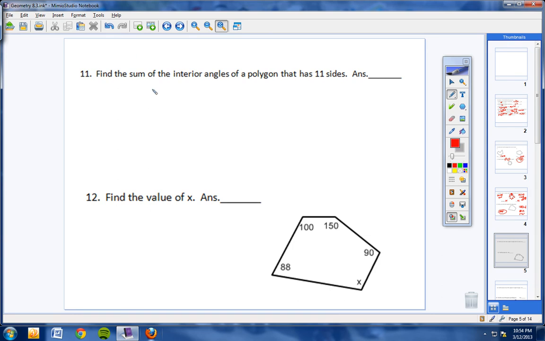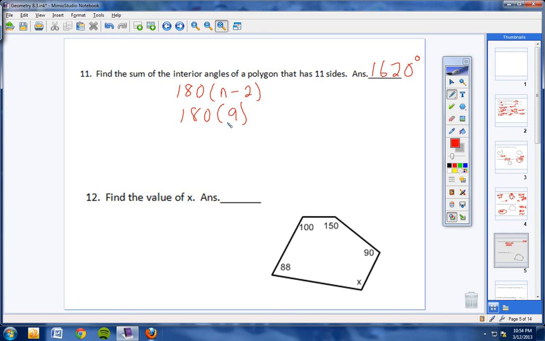Okay, number 11. Find the sum of the interior angles of a polygon that has 11 sides. Well, I just said if you know the number of sides, you can find the sum of the interior angles using this formula. n is the number of sides, 11, so 180 times (11 minus 2), that's 9. And 180 times 9 would be 1,620 degrees. Now, I did that in my head, so if you used a calculator and got a different number, then maybe I'm wrong, but you should take 180 times 9.